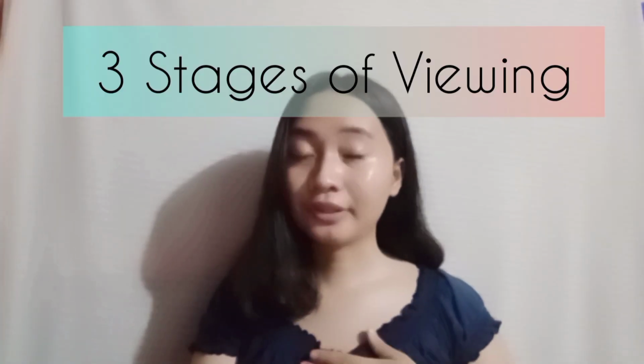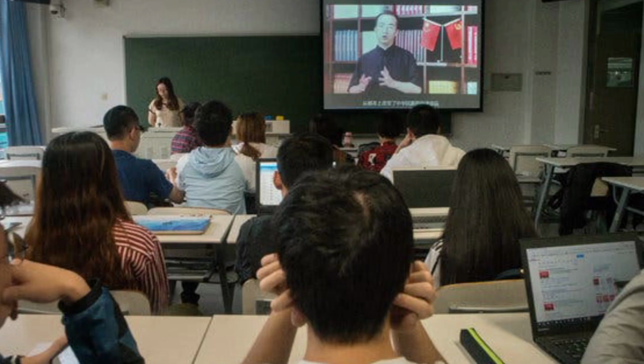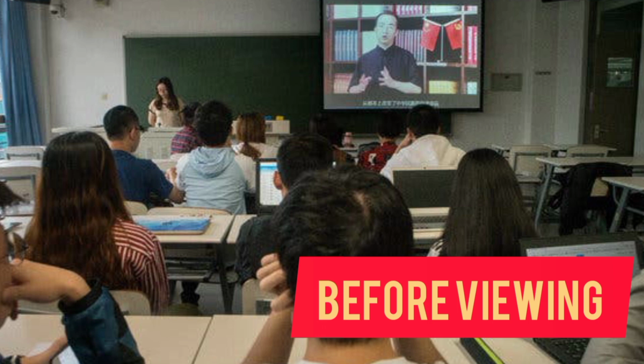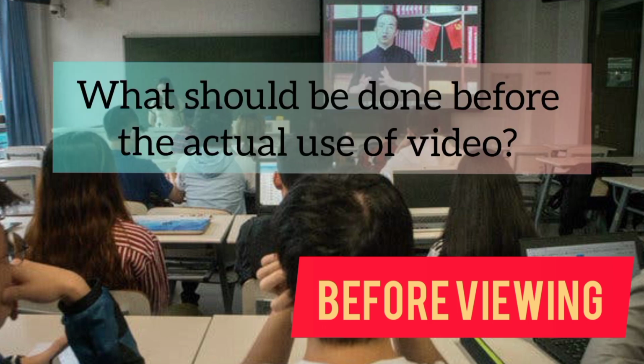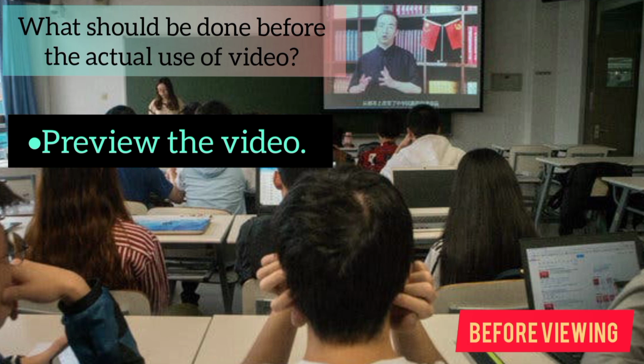There are three types or three stages of viewing. The first one is what we call before viewing. Here we may ask what should be done before the actual use of video. Preview the video. The teacher can select only a particular part of the video to show to the class. The video may not be viewed completely unless the video itself is the lesson.